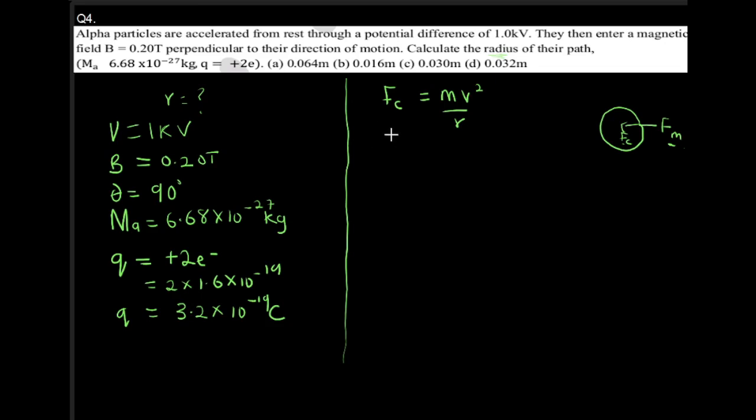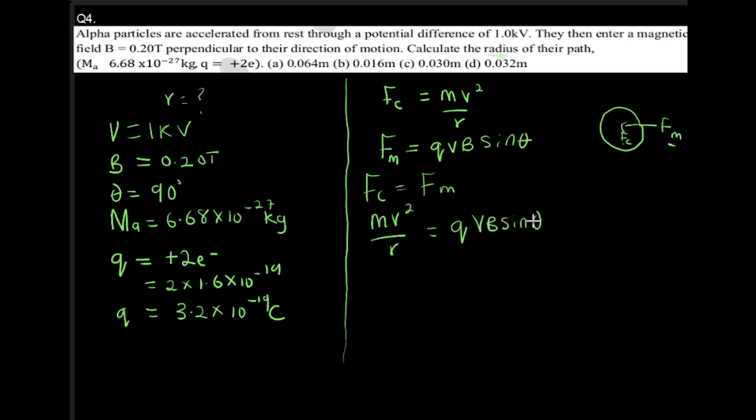All right, so now we also have our magnetic force F, or we can just call it Fm. Fm will be equal to QVB sine theta. Now remember these two forces, like I said, must be in equilibrium. So we have centripetal force equals the magnetic force. So centripetal force is mv squared all over r equals the magnetic force, which is QVB sine theta.